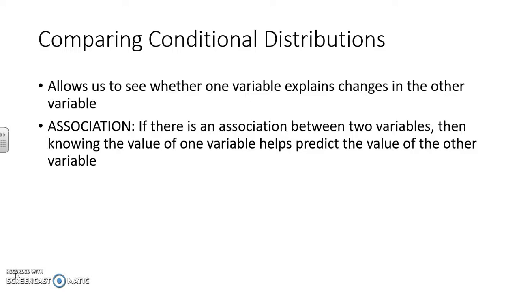So why is this important? By comparing conditional distributions, we can often see if there's an association between two variables. And if there is an association between the two variables, then we can say knowing the value of one variable helps predict the value of the other variable. So knowing that someone is a man helps us predict that they're more likely to have a positive view of their wealth in the future.